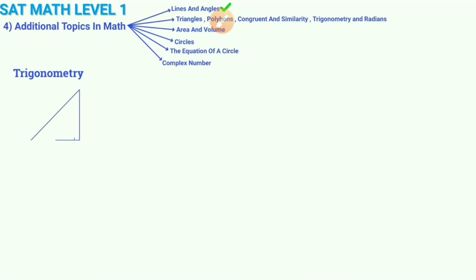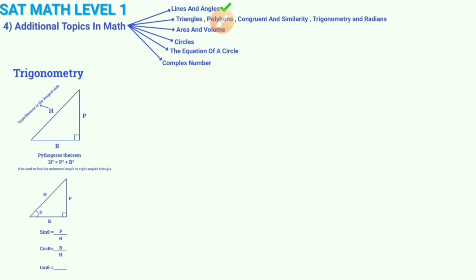Trigonometry. Let's suppose this triangle, and we can use the hypotenuse theorem to find any side length. It is used to find the unknown length in a right angle triangle. Hypotenuse is the longest side, obviously. Now we need to understand 3 most important things: sine, cos, tan.